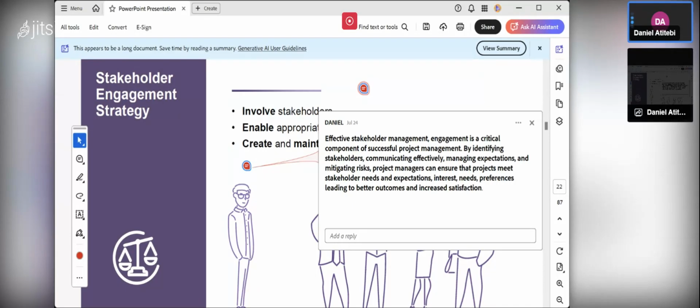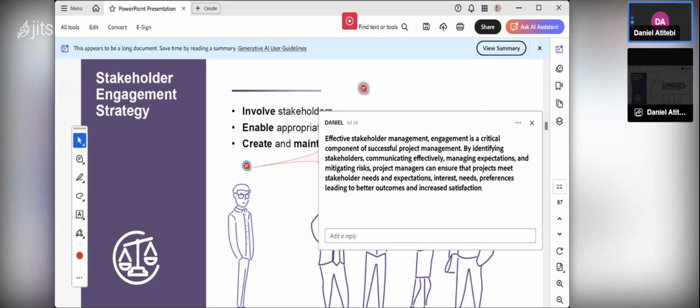So a project manager can ensure that the project meets stakeholder needs and expectations. When you cater for their needs, their expectations, their interests, do you understand me? Their preferences, it will lead to what? A better outcome and increased satisfaction of the stakeholder. All these things are very important.